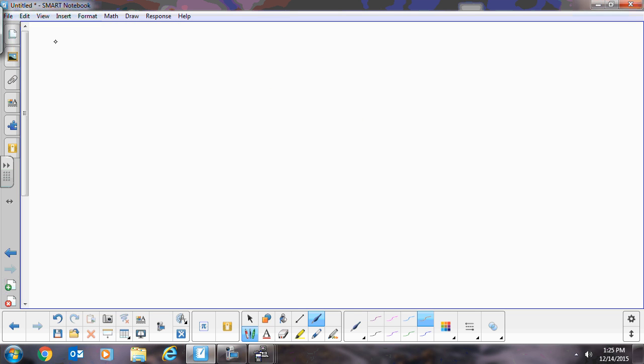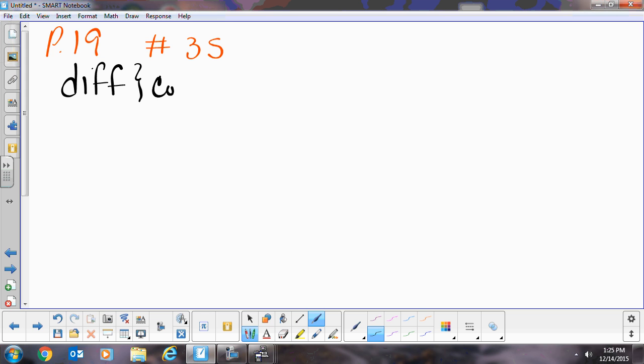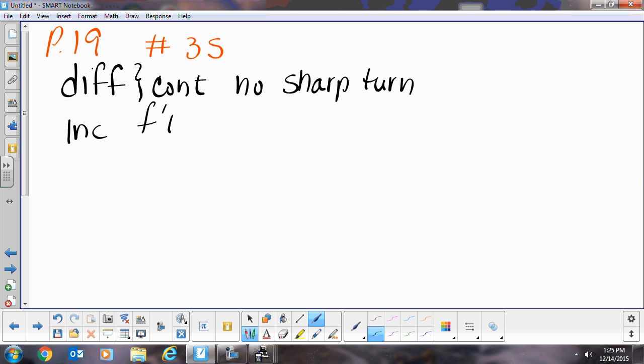So this is page 19, number 35. Okay, so what does it say? It says f is differentiable. What does differentiable mean? It means it's continuous and no sharp turns, because you can be continuous with a sharp turn, which would make it not differentiable. Okay. Increasing. What does increasing mean? First derivative is greater than 0, because it's increasing. And that's on the interval 0 to b.